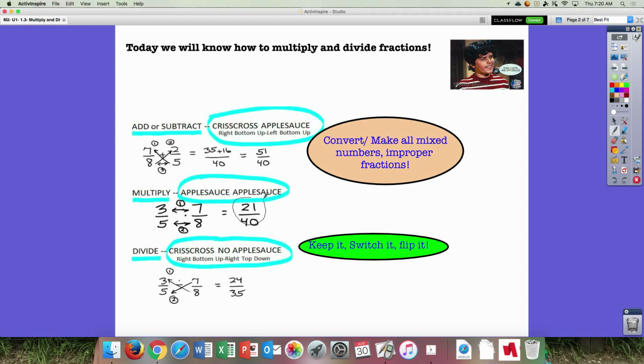All right, and then for the dividing, here's how this is going to work. Just like adding and subtracting, we're going to cross multiply, okay? So we are going to do 3 times 8, which is 24. That's going to be our top. We're going to do 5 times 7. That's going to be our bottom. Is there any number that goes into 24 and 35? No. So that stays as is.